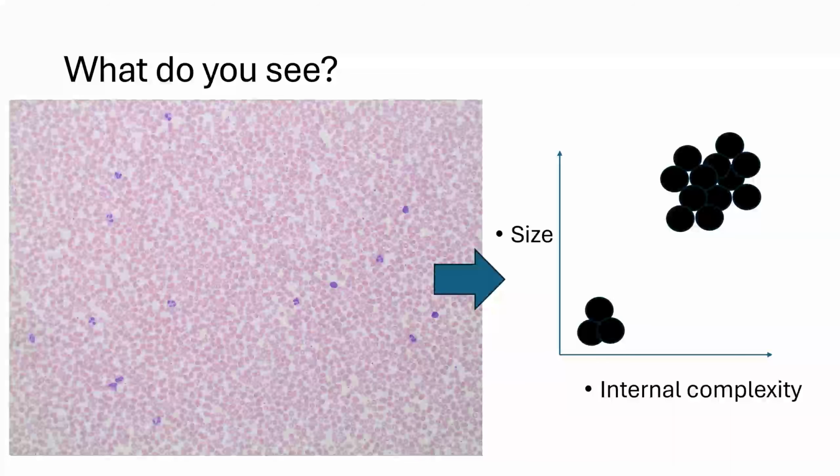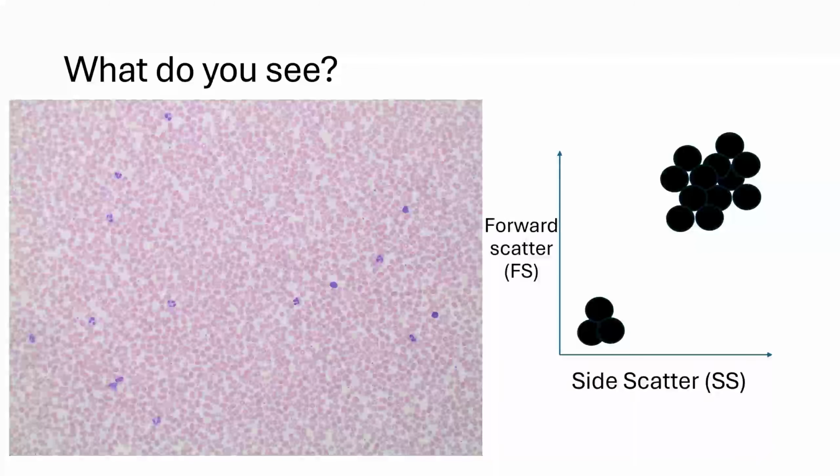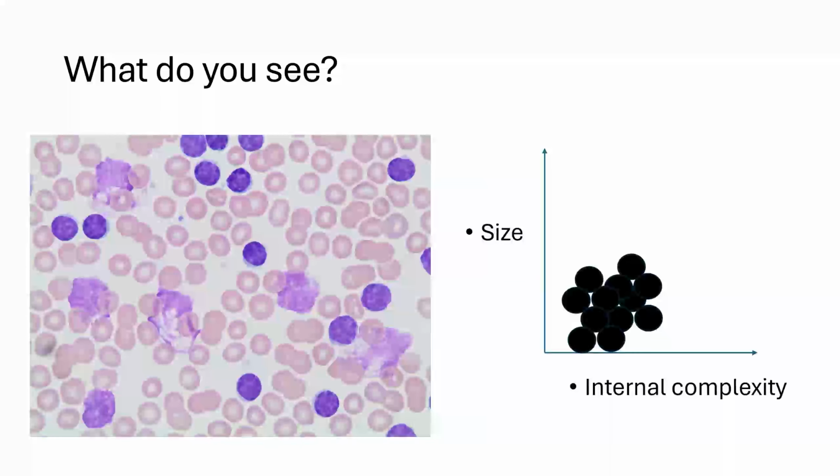Now, these terms, size and internal complexity, we can convert to forward scatter and side scatter. These are the terms that are typically used in flow cytometry, but that is what they represent, size and internal complexity. Let's do this for another case. Here, the lymphocytes look pretty similar. They're all small in size and have little internal complexity.